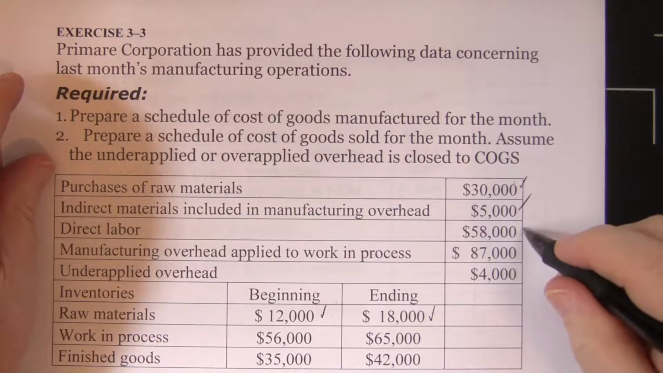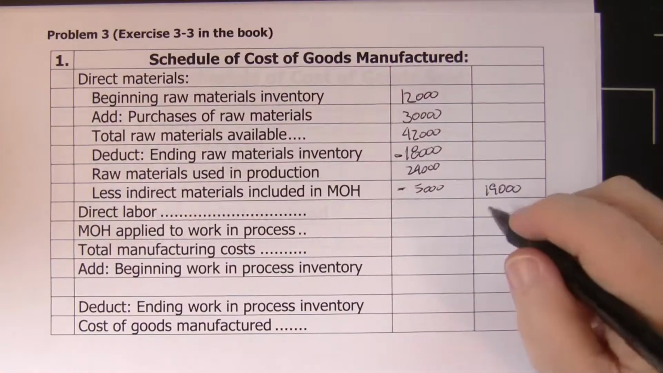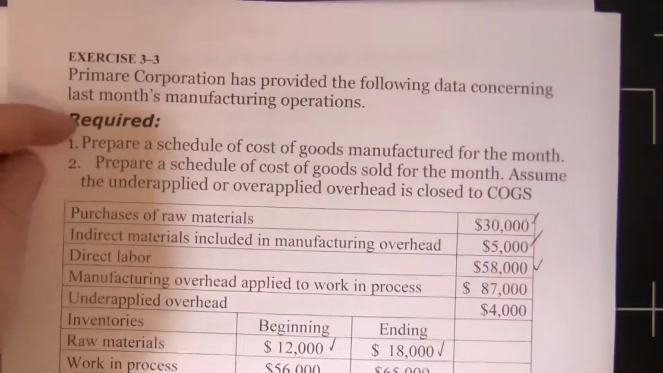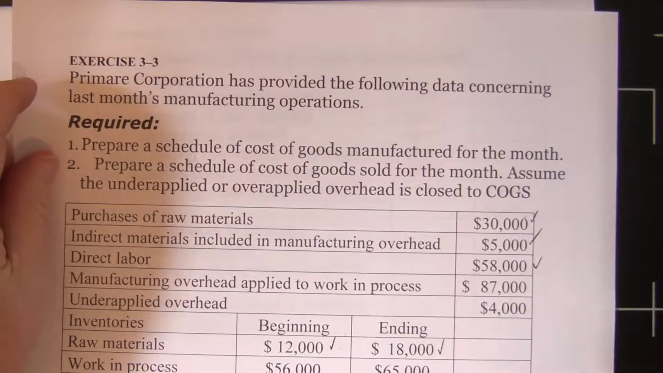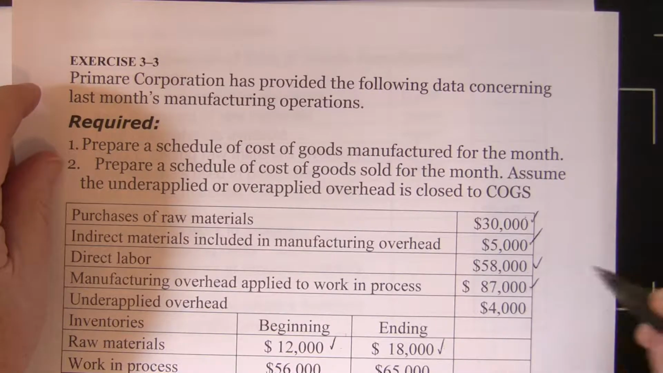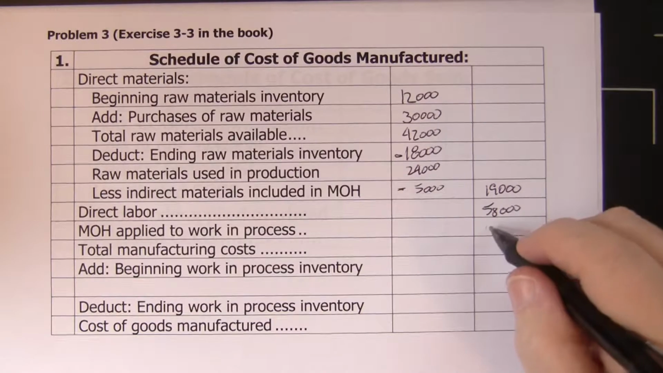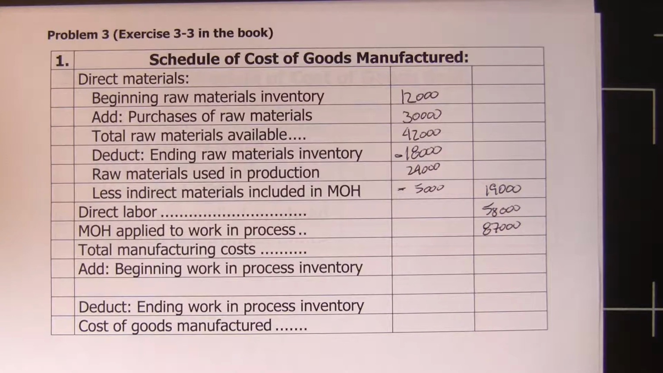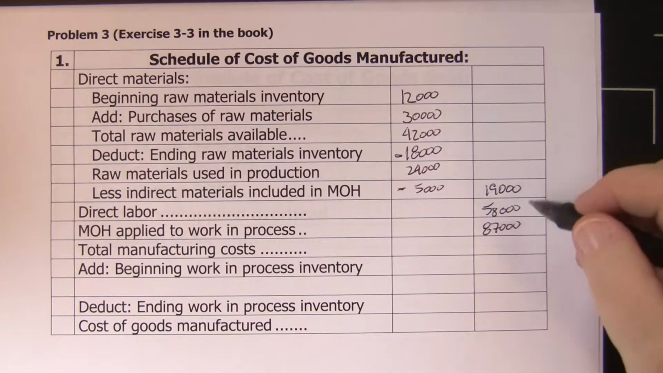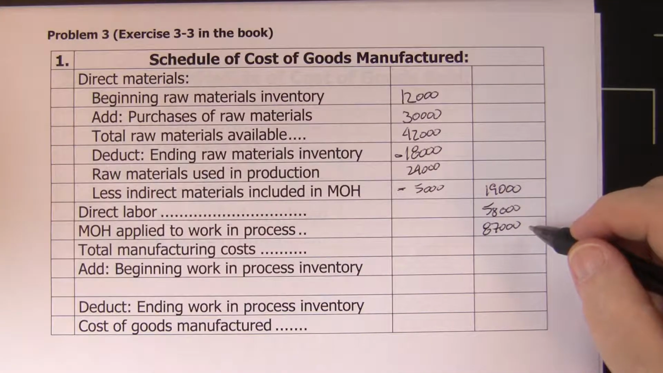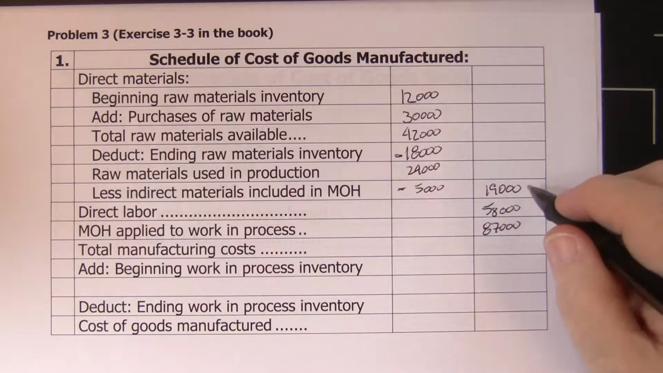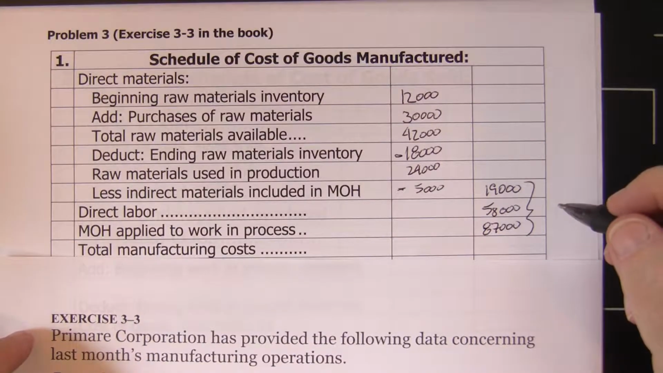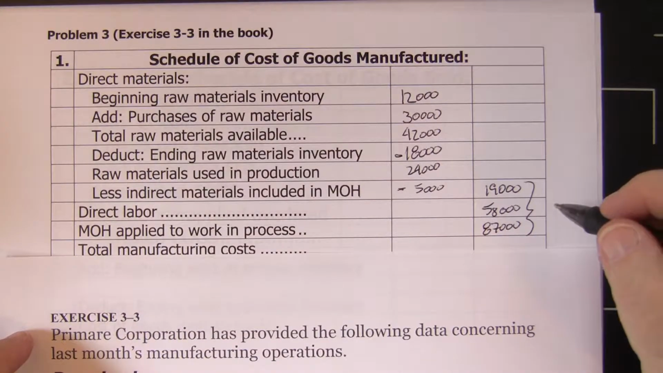Direct labor, they give us the number, 58,000. They give us the manufacturing overhead applied was 87,000. So a lot of this is just interpreting the data as given. So we have the materials, the labor, the overhead. They're the three inputs. So that combined is the total manufacturing costs, and that's $164,000.